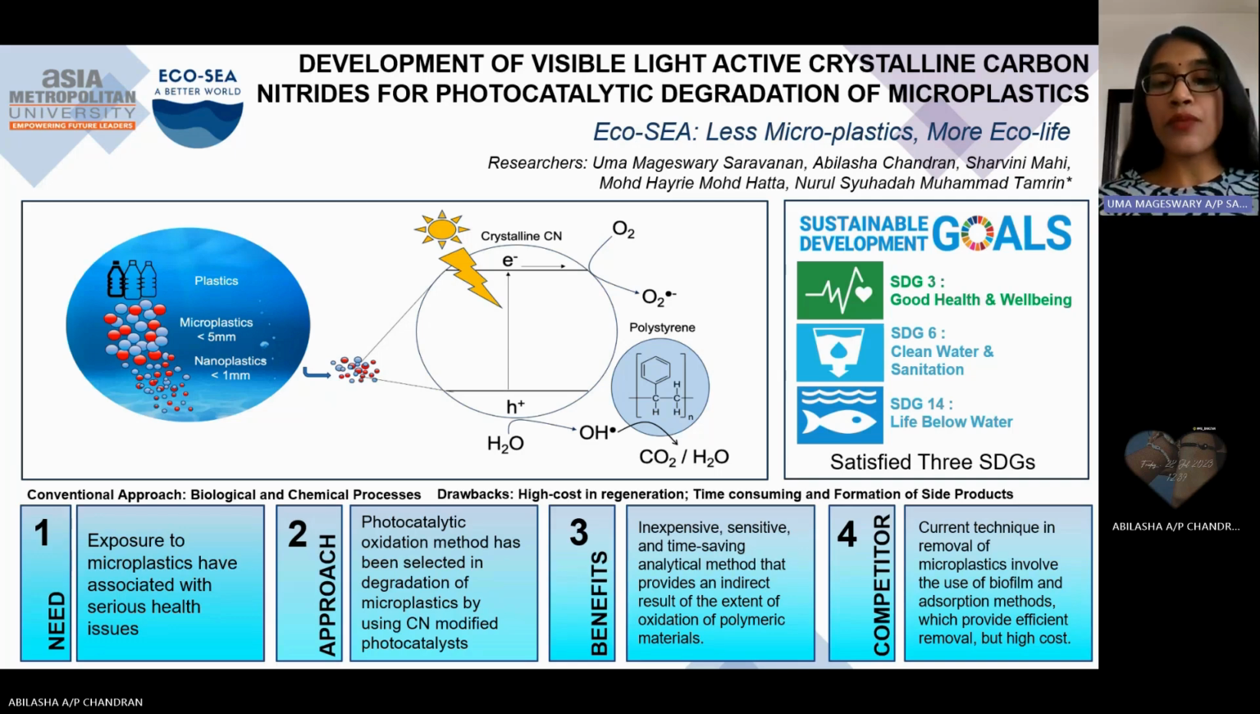The crystalline CN will be modified with the red dopant to extend its light harvesting to an extended visible light region, due to the sunlight consisting of 45% of visible light with a wavelength of up to 700 nanometers. This project is highly recommended as it satisfies three Sustainable Development Goals (SDGs), which aim to have a better health, clean water, and especially to preserve marine life.